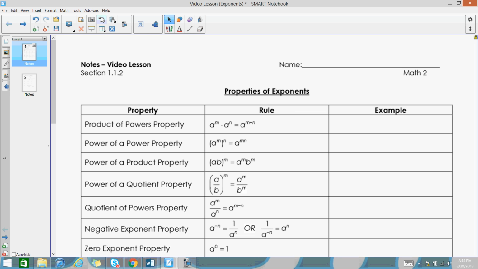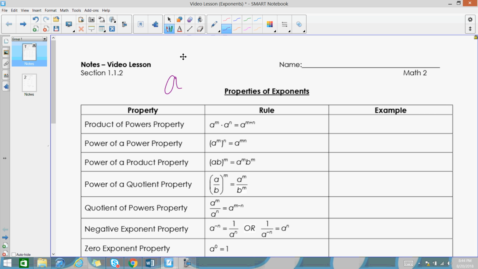So here we go. These are just the properties of exponents that you should have learned last year. If not, you're going to learn this year. So the first one is the product of powers, which virtually means that you are multiplying two terms that are raised to an exponent, but the term has the same base.